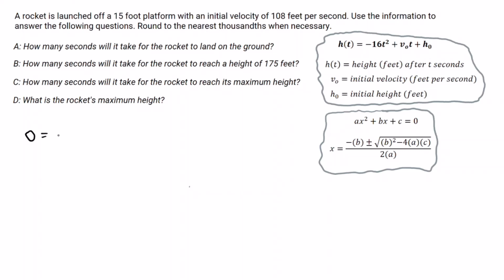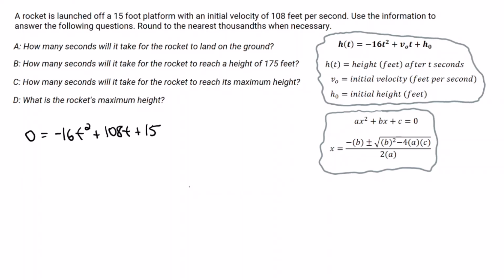So I'm going to follow it with the negative 16 t squared plus the initial velocity, which is 108 feet per second, times t, plus 15, because that's the original height of the rocket when it's launched. It's on that 15-foot platform. So now to solve this, sometimes you could do factoring. You could plug it into the calculator to graph it and find the key features, but we're going to find the answer by hand. So to do that, we're going to use the quadratic formula over here on the right side.